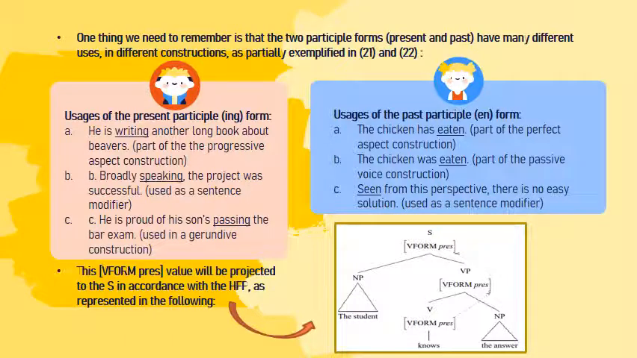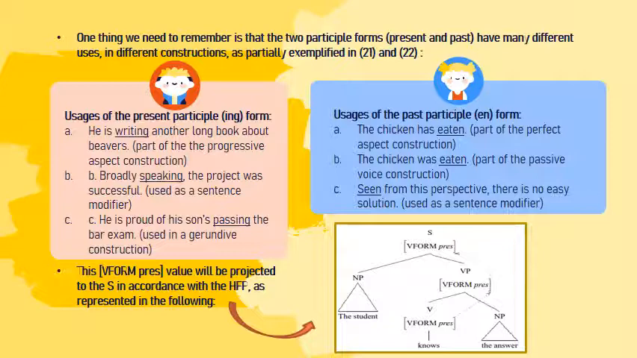One thing we need to remember is that the two participle forms, present and past, have many different uses in different constructions, as partially exemplified in Tables 21 and 22. In Table 21, usage of the present participle -ing form. For example, A. He is writing another long book about beavers. Writing, -ing as part of the progressive aspect construction.